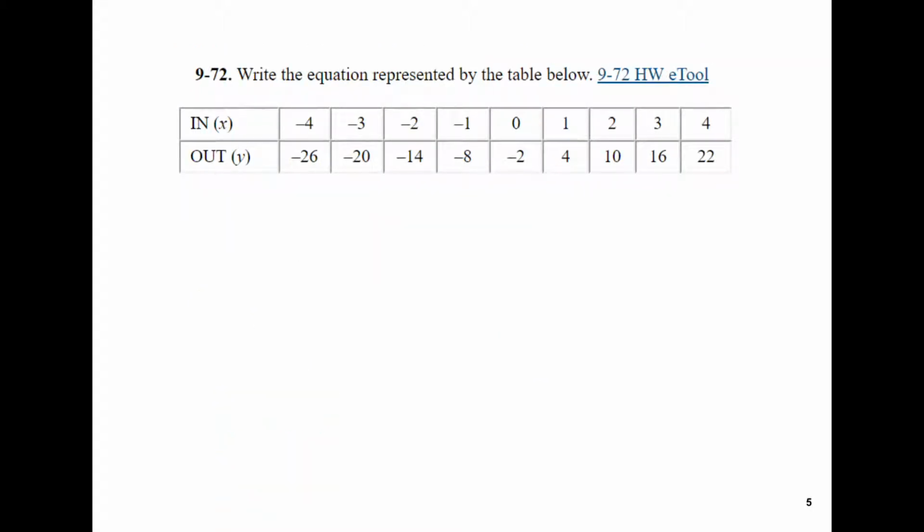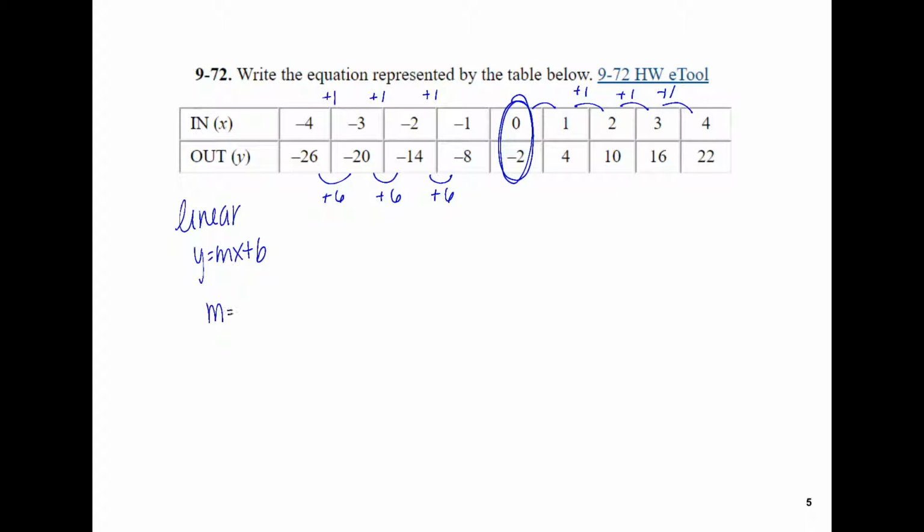9-72 says write the equation represented by the table below. So we know that our starting value is at -2. We want to look at how our x and our y values are changing. So we can see our x values are adding 1. Our output values, we can see, are adding 6 each time. So because we're adding, we know it's linear, which is y equals mx plus b.